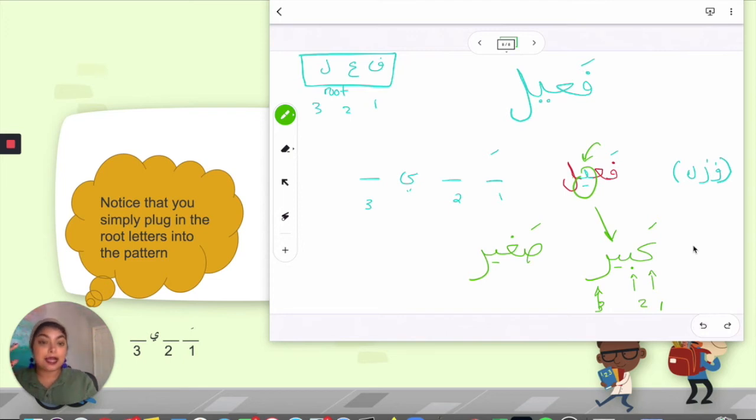Okay. What's the adjective for beautiful? Jameel. Again, same exact pattern. First letter, second letter, followed by a ya. Jameel. What's the word for far? Ba'id. Same thing. First letter has a fatha, second letter, followed by the letter ya, and the third letter. So the pattern that all of these adjectives follow is fa'il, meaning the first root letter has a fatha, followed by the second root letter with a ya, and the third root letter.